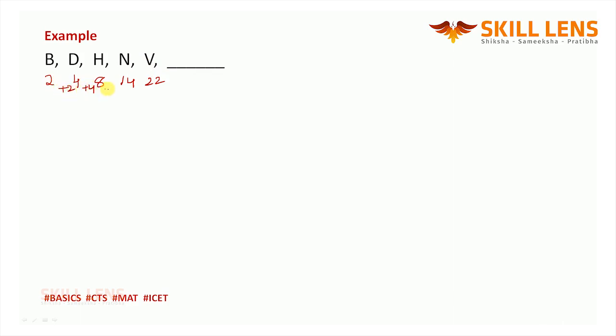Plus 4 is the difference. Plus 6 is the difference. Plus 8 is the difference. Next has to be plus 10. 22 plus 10 is what? 32. But ask yourself a question. 26 is Z. How much more than 26? 6. So can I say the 32nd letter is going to be F, because 26 plus 6 is 32.